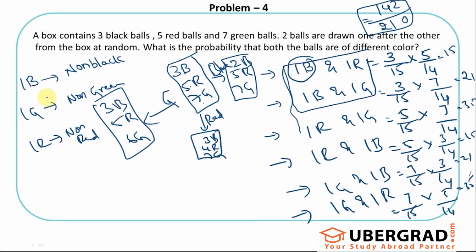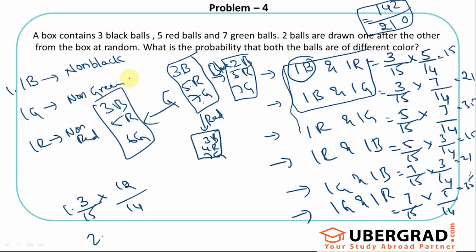I pick a black first. What is the probability of picking a black first? 3 by 15, right? I pick a black first, so 3, 5, 7 is the composition, I have 3 by 15. Once I pick a black, this is my composition. I need to pick any color other than black. That is 5 plus 7, 12 by 14. That is the first case. What about the second one?